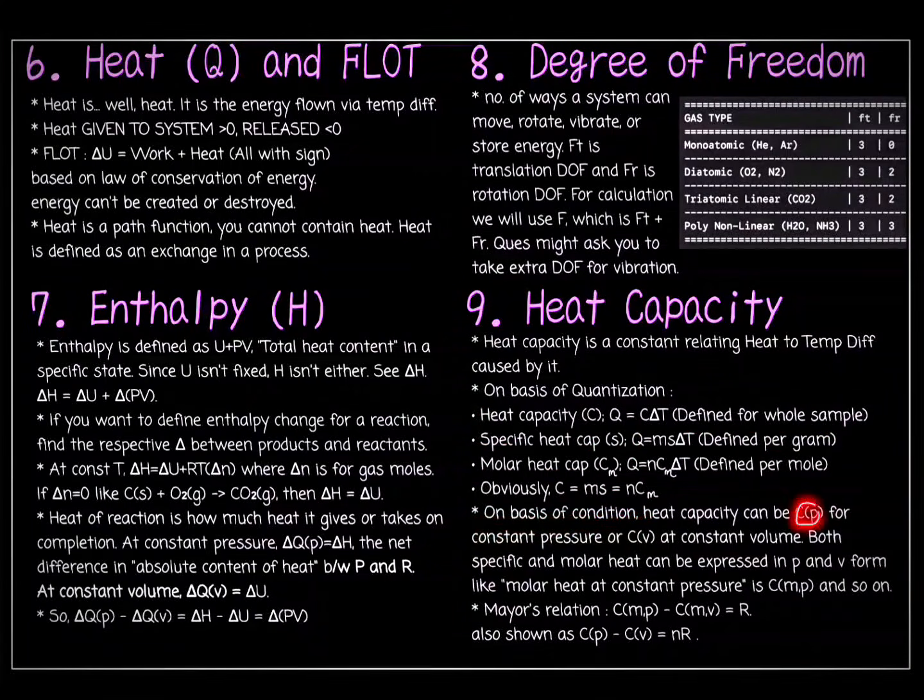And on the basis of condition is the second classification. The heat capacity can be Cp for constant pressure or Cv at constant volume. Both specific and molar heat can be expressed in P and V form. For example, if I want to express molar heat capacity at constant pressure, then you put a bracket and write M comma P. M signifies the molar part and P signifies the constant pressure part.